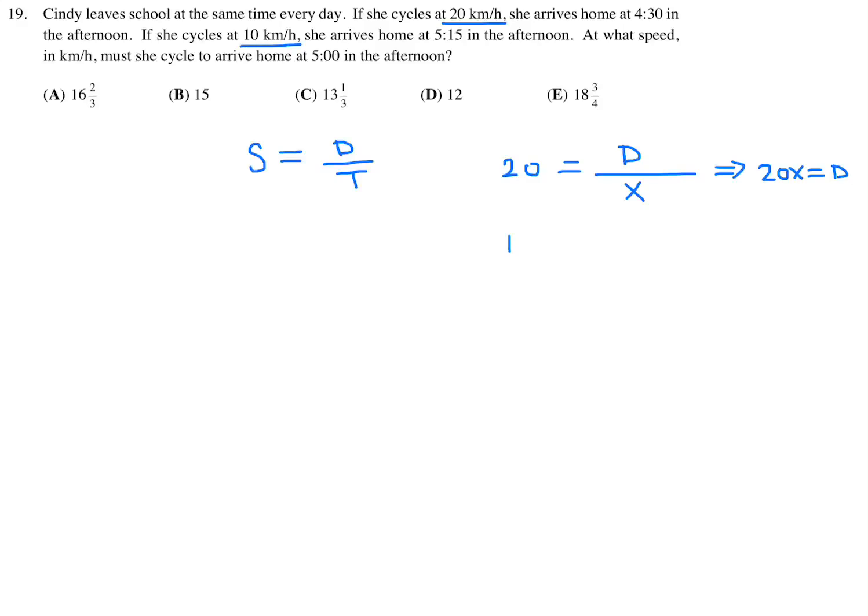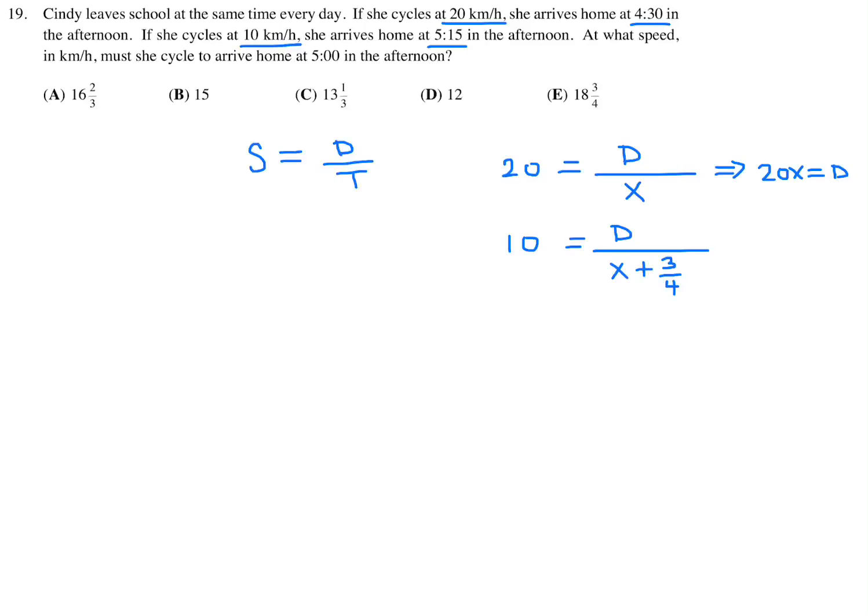Next scenario, 10 is now her speed, and she's coming home at 5:15. So the distance is the same, the distance from her school to her house, the same distance, but now it's 45 minutes more than before. So x plus 45 minutes. But we're talking in terms of kilometers and hours, so I have to change 45 minutes to hours, so that's 3/4 of an hour. All right, so that is our second equation.